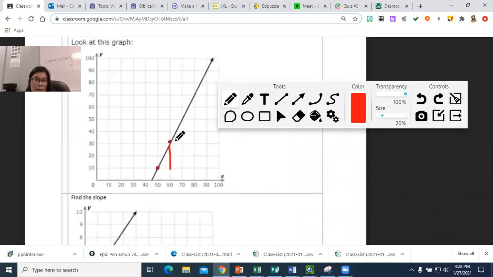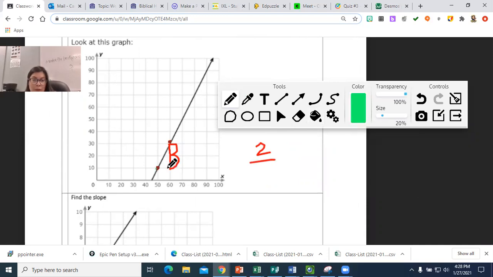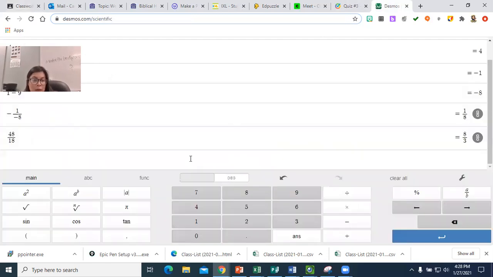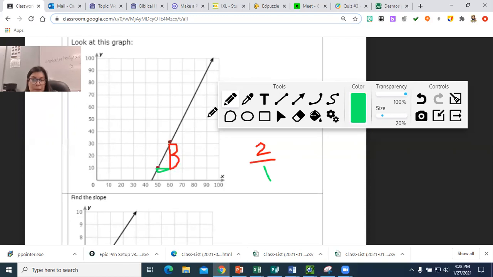So maybe if I do this one, I need like a mouse. 1, 2. So it's rising 2 over, let's see what the run is. Running this way, and it's running 1. So it's going to be 2 over 1. I need to simplify that. I could put it in the calculator or do it in my head. 2 over 1 simplifies to 2. So that would be my slope. Okay. Next part.